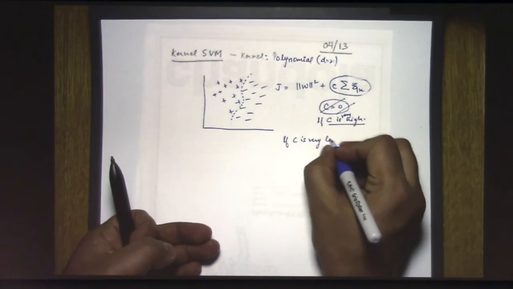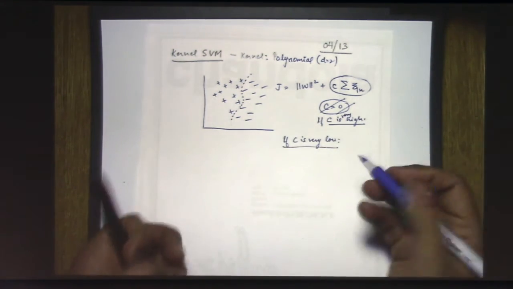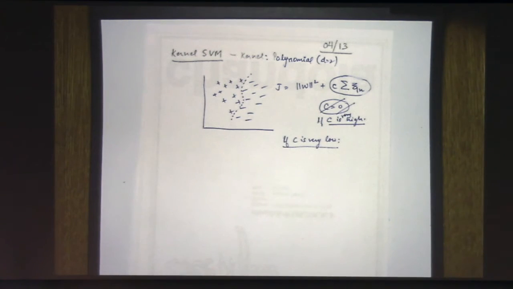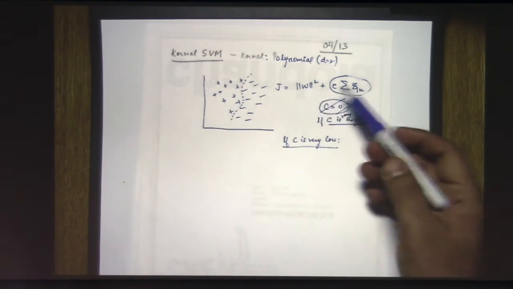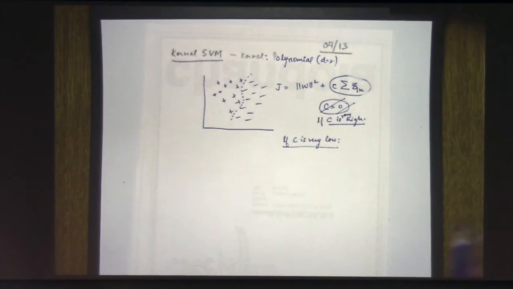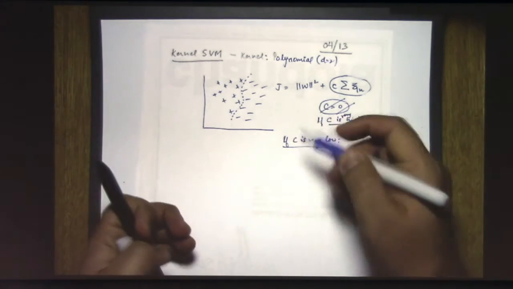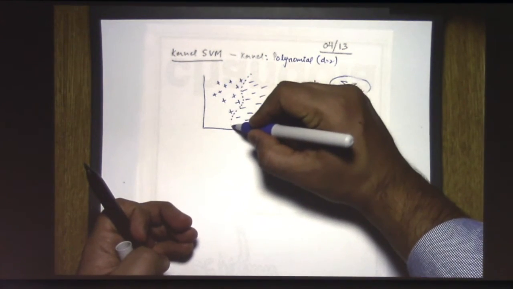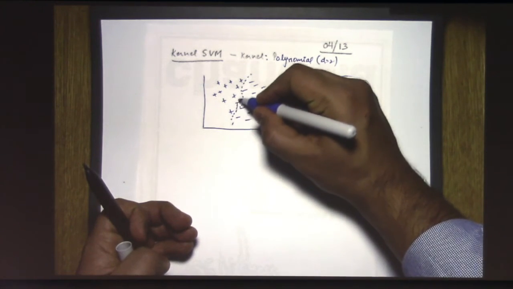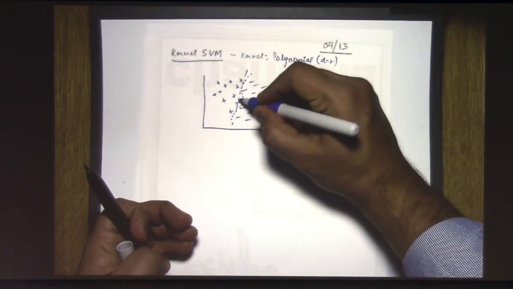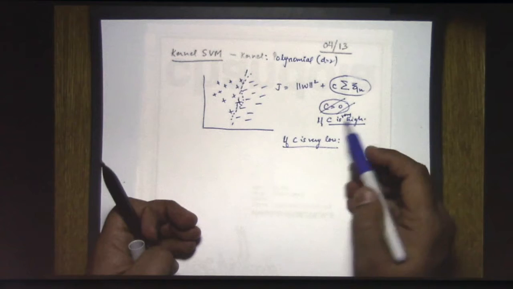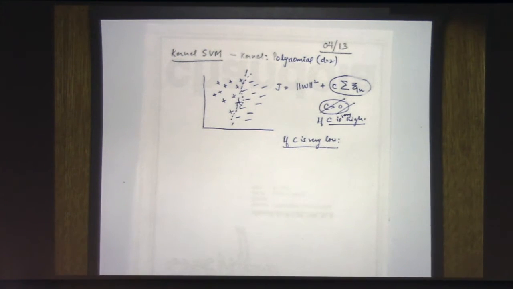But if C is very low, then it is okay to have some slack, as long as the margin is maximized. In that case it will try to learn a maybe straighter line, and it's okay to have some misclassification because C is very low. So that is the trade-off.